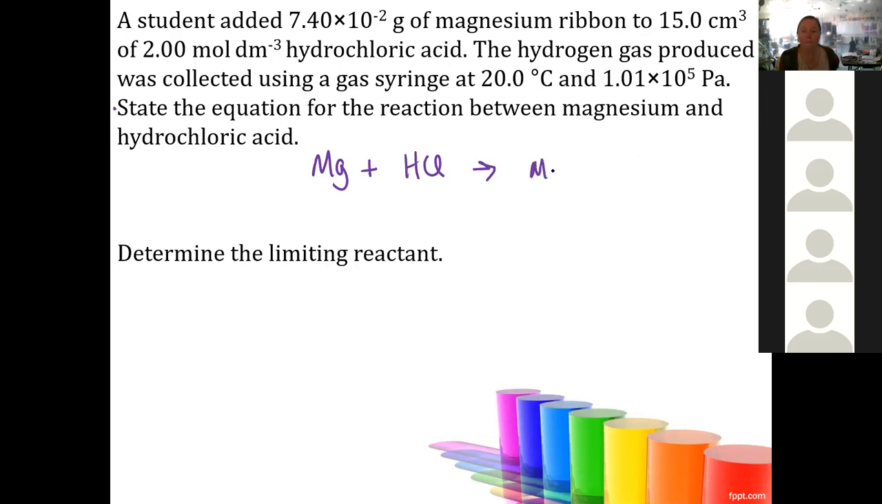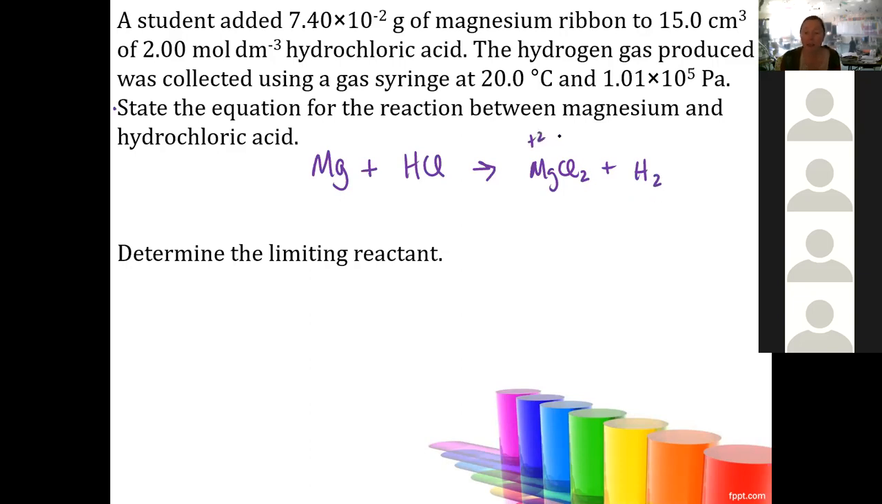Magnesium chloride plus hydrogen. What did I do wrong? Unbalanced. I mean, the charges. Cl2 on the end and H2. My charges are not balanced. So what do I need to fix? You need to add a chlorine and a hydrogen to the products. Perfect, perfect.